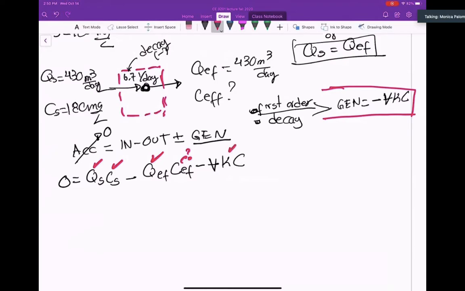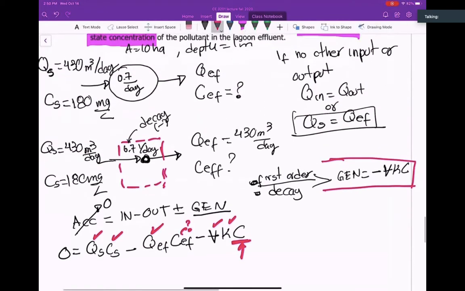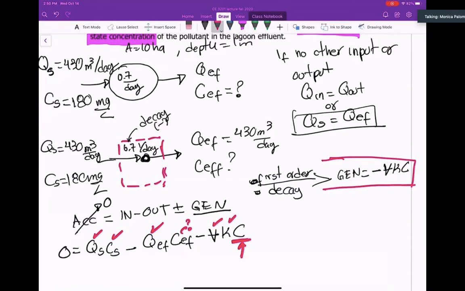I know K. Do I know volume? Yes. Oh, what about C? What is this C? Where should I place it on my system? C where? Look at the drawing. Would it be C inside? C inside, perfect. So this is C inside.